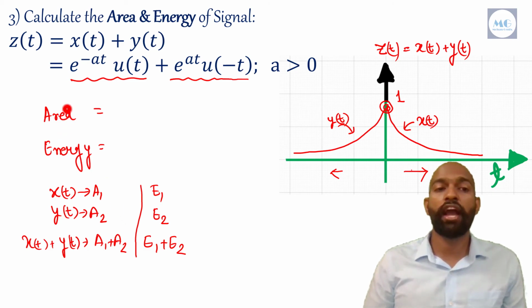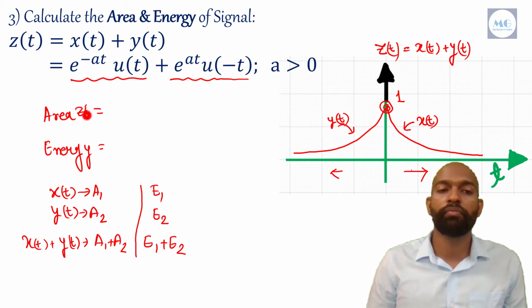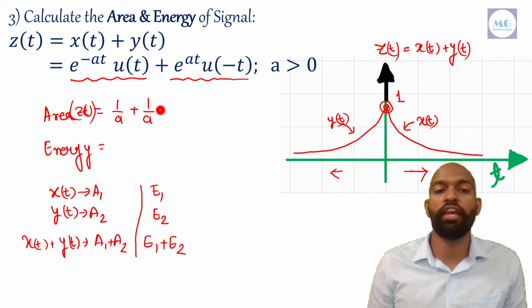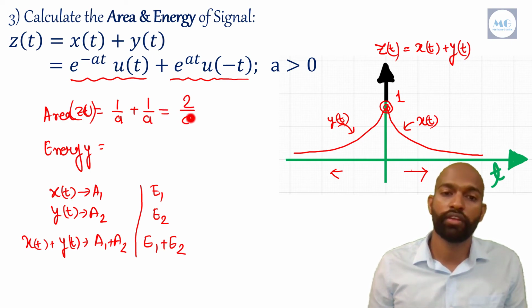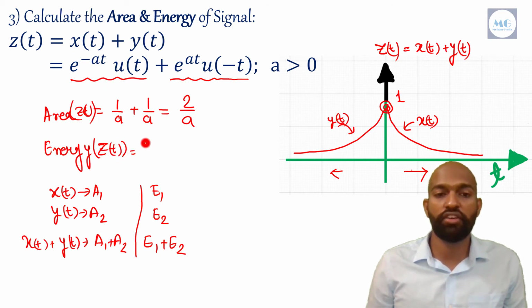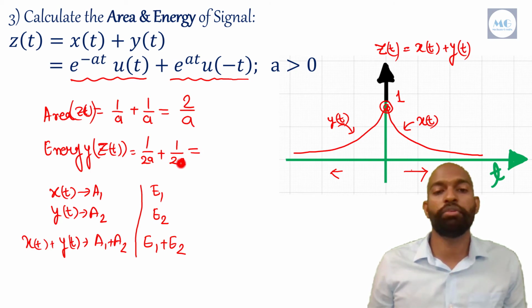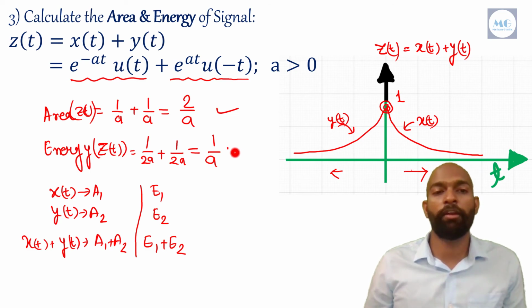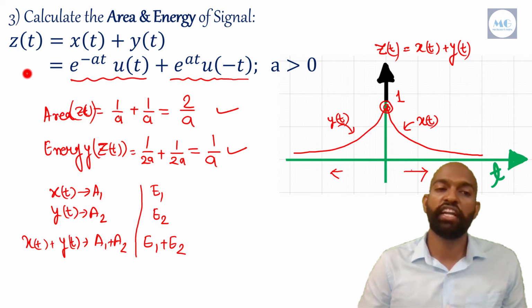That means the area of z(t) will be the area of x(t), that is 1 by a, plus the area of y(t), which was 1 by a, is equal to 2 by a. The energy of z(t) will be the energy of x(t), which was 1 by 2a, plus the energy of y(t), which was 1 by 2a again, and the summation of both is 1 by a. So 2 by a and 1 by a are the area and energy of z(t).